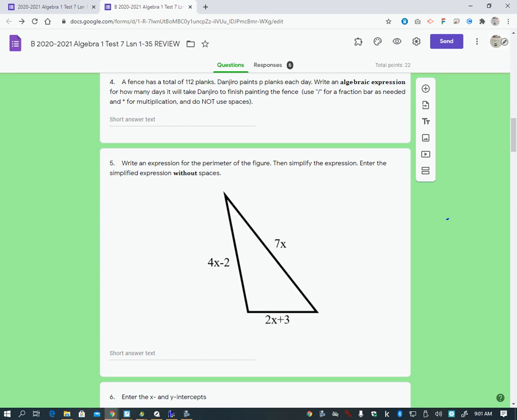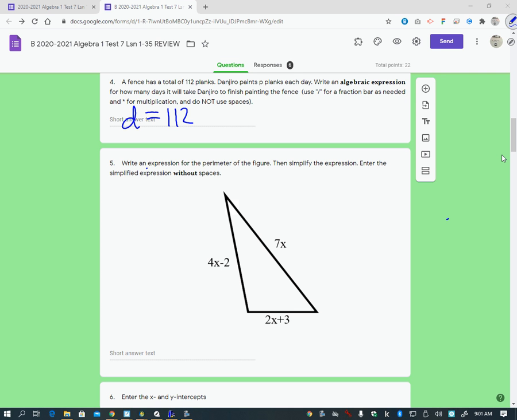Number 4, this says everybody missed this. Okay, we'll see. Finn says a total of 112 planks. Danjiro paints P planks each day. Write an algebraic expression for how many days it will take Danjiro to finish painting the fence. Use slash for a fraction bar as needed, and an asterisk for multiplication. Do not use spaces. So we want something that says D equals, right? All right. So what should it be?